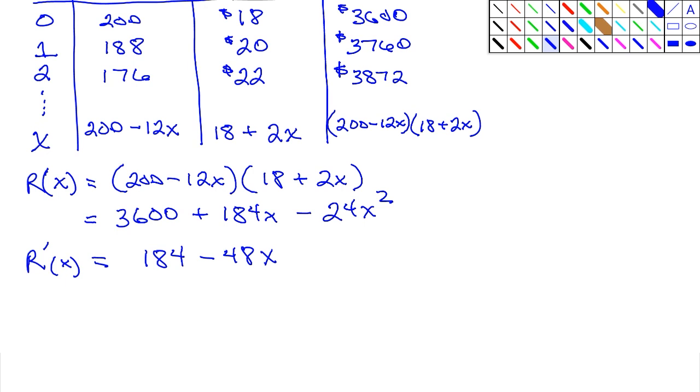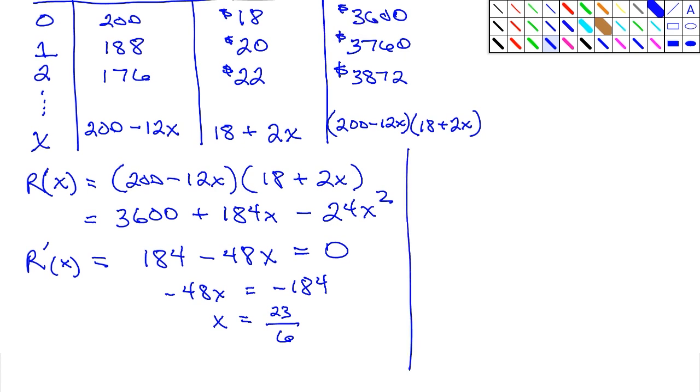To find the critical value, set that equal to 0 and solve for x. And you get 23 over 6. We want to use the exact number here because it's going to make the other numbers come out really nice in the end.